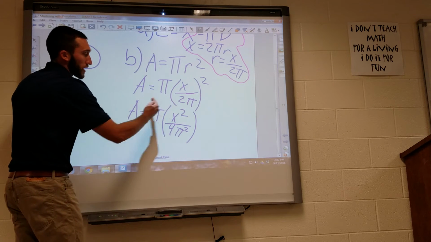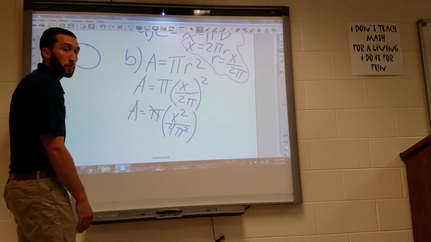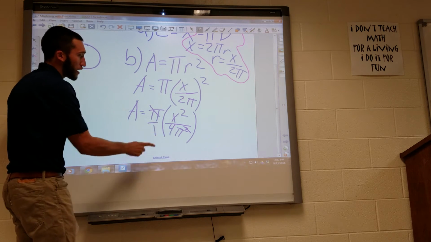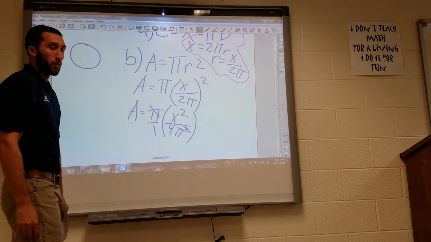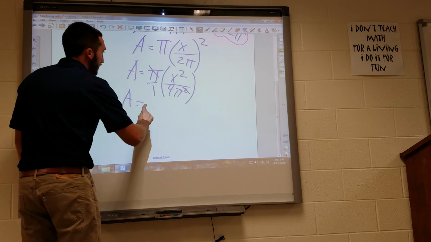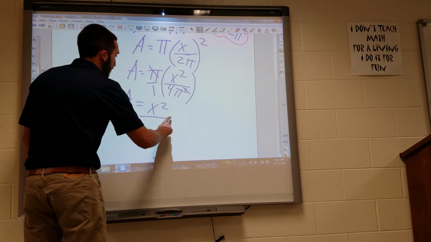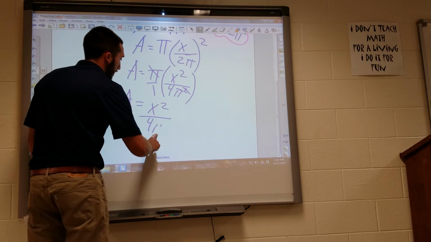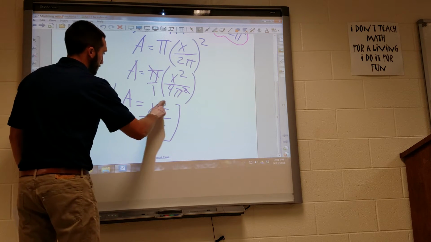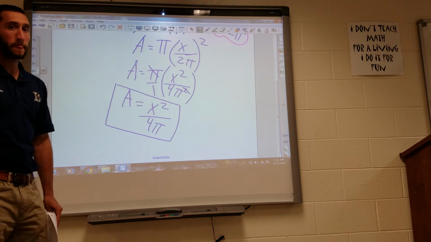Okay, and since this is multiplication, I can cancel one of the pi's with one of the pi's in the denominator, right? Because that's just like pi over 1, so I'm allowed to cancel one of those with one of those. So that means the area in terms of x is x squared divided by 4 pi. Answer to part B.